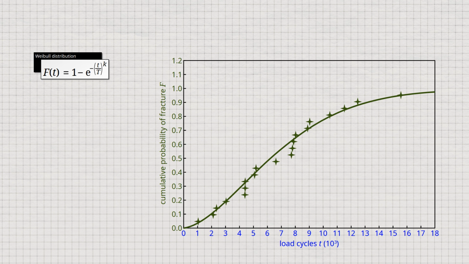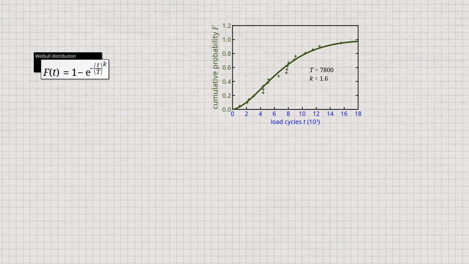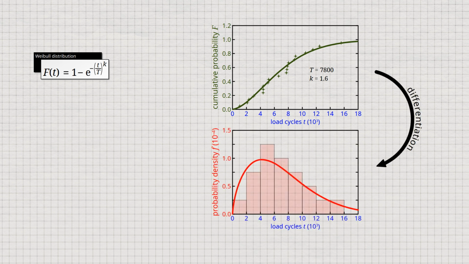In addition to the cumulative failure probability, the Weibull distribution function can also be used to produce the aforementioned probability plot, which shows the probability of a sample failing within a given range of load cycles. As mentioned earlier, such a diagram results from the derivative of the distribution function.